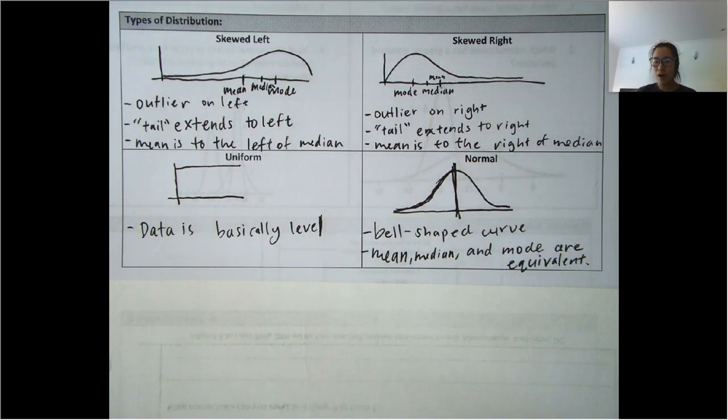Okay, and so we'll talk more about normal distributions in a future video. Please go ahead and do some practice on identifying the differences between each of these distributions.